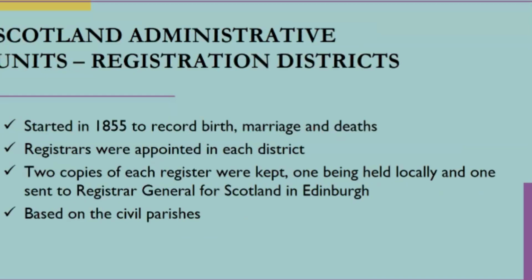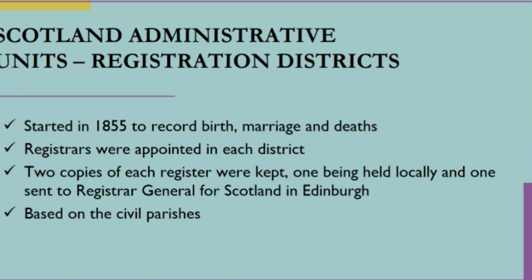Then when we start civil registration in 1855, they set up registration districts within the civil parishes, which are usually pretty much the same boundaries. So they'd have a registrar that was appointed. He, or she, it usually was a male, would be the person who would register the births, the marriages, and the deaths in that particular area.